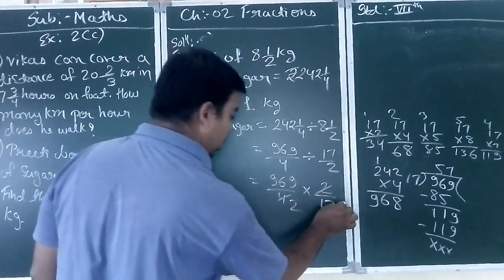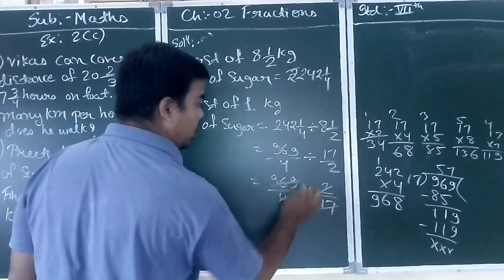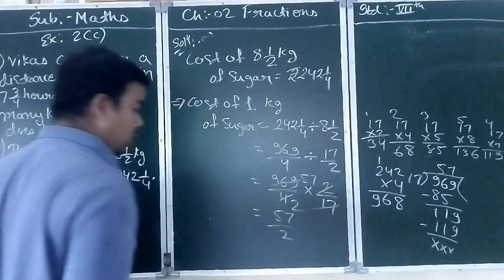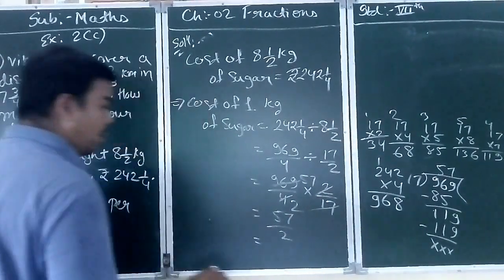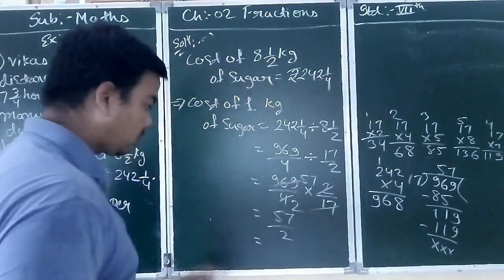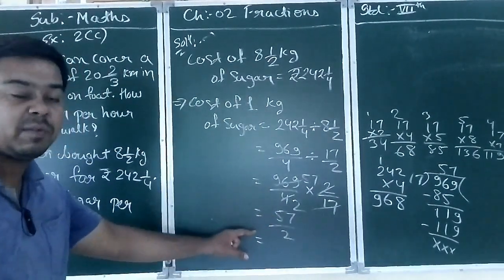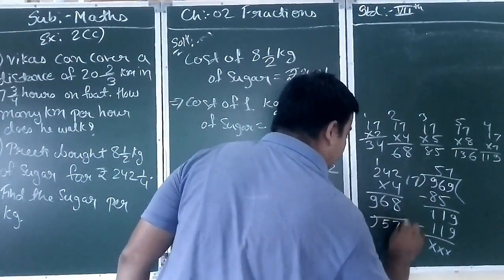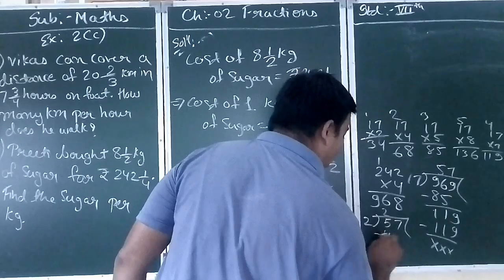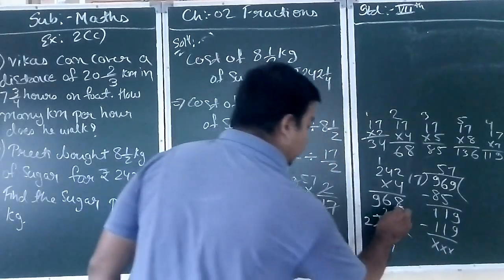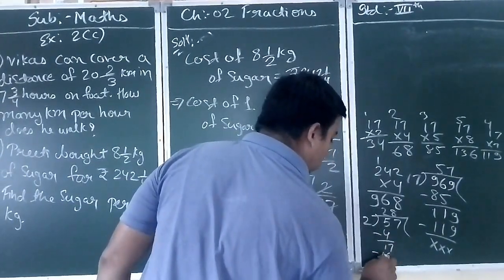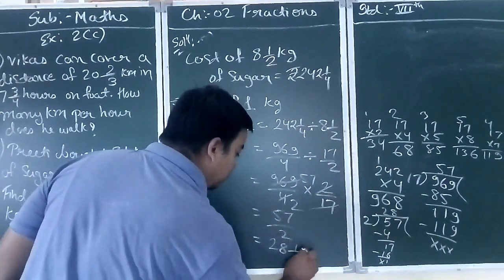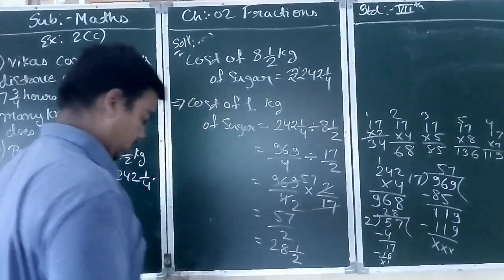So 57 by 2. Now 57 by 2 will change into mixed fraction. This is an improper fraction, change into mixed fraction. So 57 divided by 2. 2 twos are 4, 2 eights are 16, remainder 1. So 28 and 1 by 2.